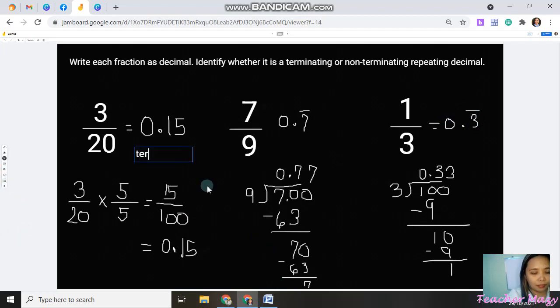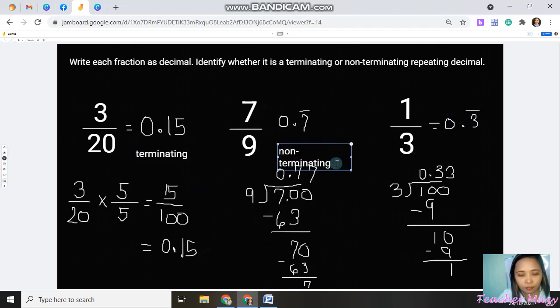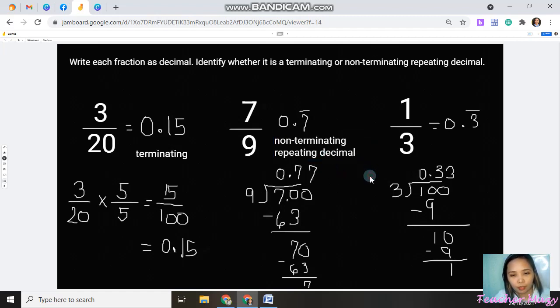For number 1, it is terminating. For number 2, it is a non-terminating, repeating decimal. And the same with the third given. So that's it. I hope you got the correct answer.